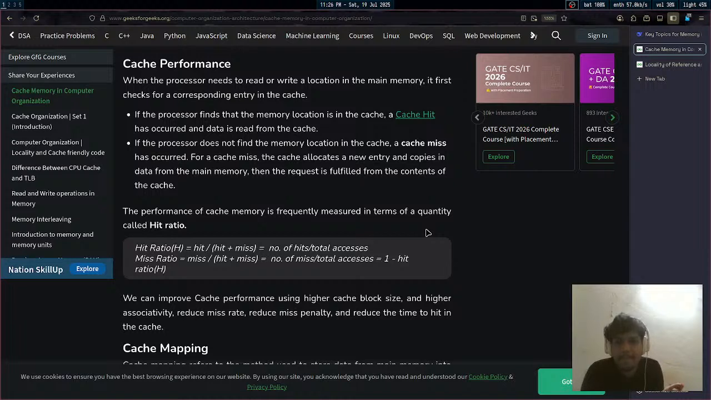But again, I think this is where it starts. So when the processor needs to read or write, it first checks the cache. If the processor finds the memory location in the cache, a cache hit has occurred and data is read from cache. If the processor does not find the memory location in cache, a cache miss has occurred, and for a cache miss, the cache allocates a new entry and copies in data from main memory.